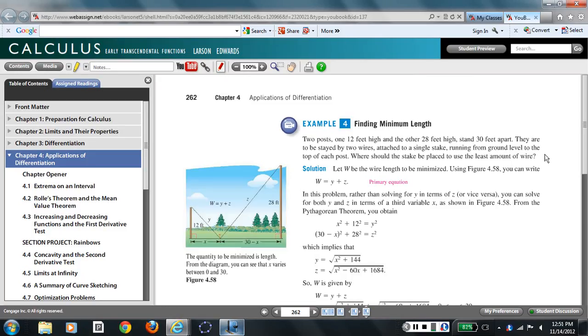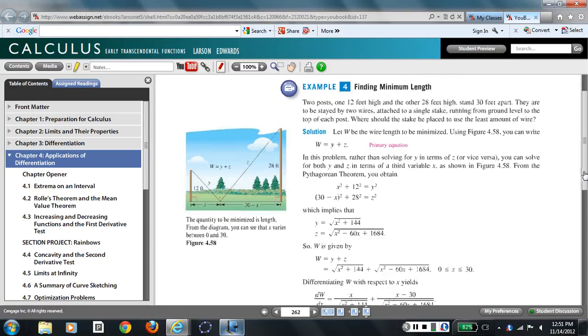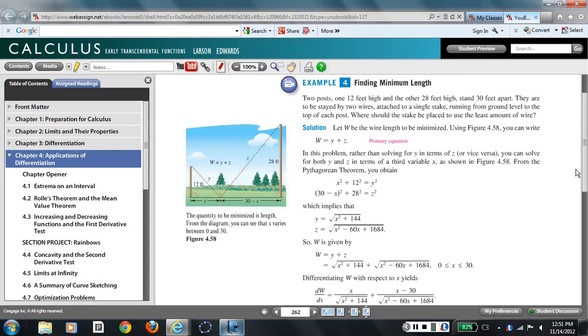Minimum. We did one kind of like we did the, what was it? Laying pipe underneath the ocean versus on the land. And this looks like it could be a similar problem. Good one to practice on. Attached to a single stake here, running from ground level to the top of each post, where should the stake be placed to use the least amount of wire? You can scoot it this way. It's closer to the top of that, but it makes the Z longer. You can scoot it to the right. It makes the Z shorter, but it makes the Y longer.